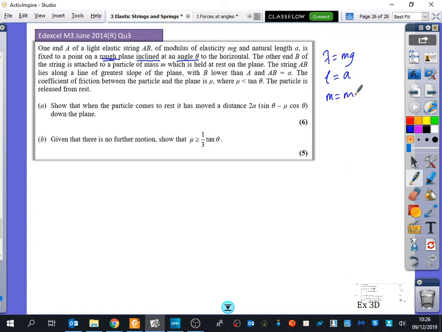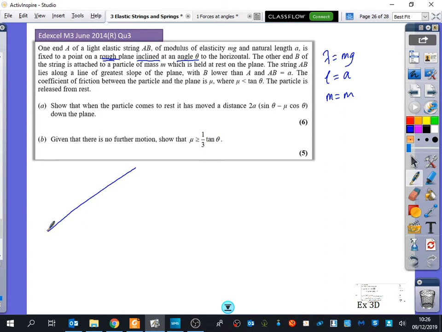Which is held at rest on the plane. The string AB lies along the line of greatest slope of the plane. That just means it looks like it does in 2 dimensions, with B lower than A and AB equals a. The coefficient of friction between the particle and the plane is mu. B is lower than A, so it's going down the slope.